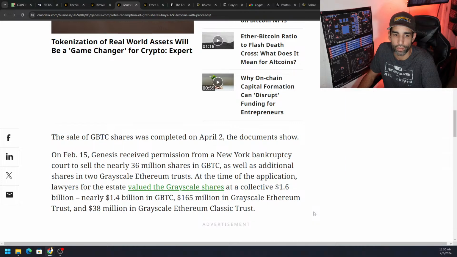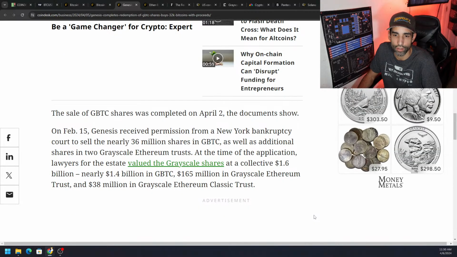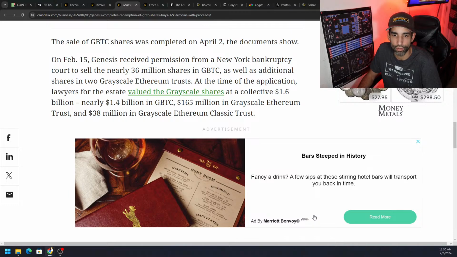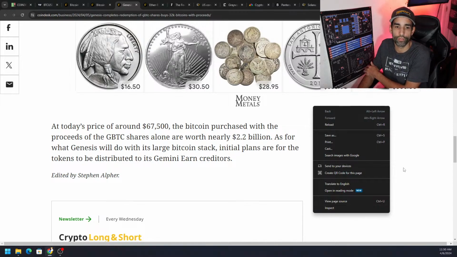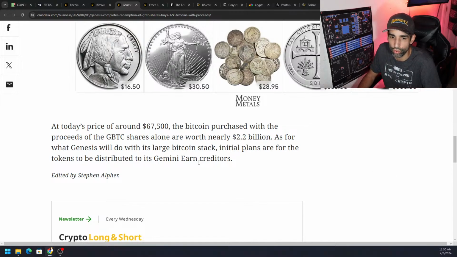At the time of the application, lawyers from the estate valued Grayscale shares at a collective $1.6 billion, nearly $1.4 billion in GBTC, $165 million in Grayscale Ethereum Trust, and $38 million in the Grayscale Ethereum Classic Trust. As of today's pricing, around 67.5, the Bitcoin purchased with the proceeds of GBTC shares is alone worth nearly $2.2 billion. As for what Genesis will do with that large Bitcoin stack, initial plans are for tokens to be distributed to Gemini Earn creditors, right?